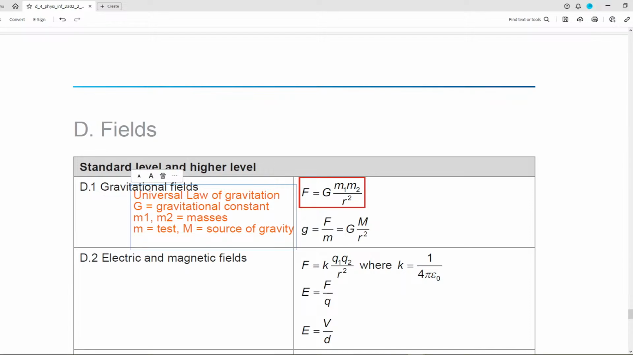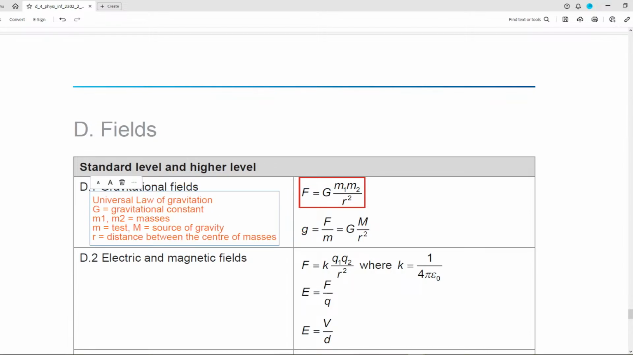All right, and r is the distance between the centers of mass. With this in mind, you probably notice that the first formula can actually be written as G m1 m2 over r squared. You may see it written this way, but they're talking about the same thing.